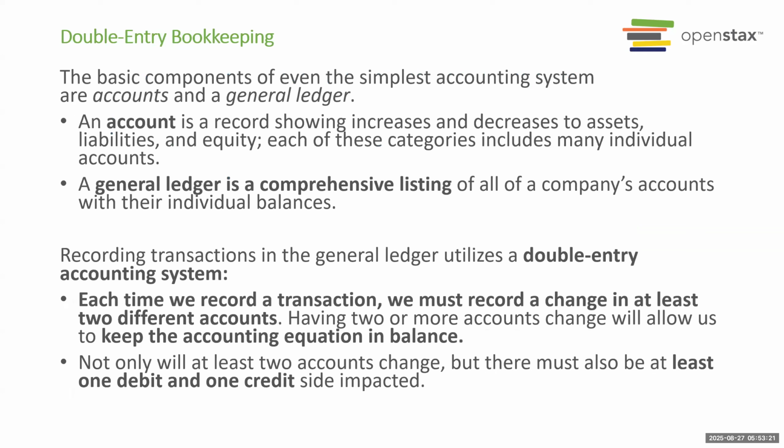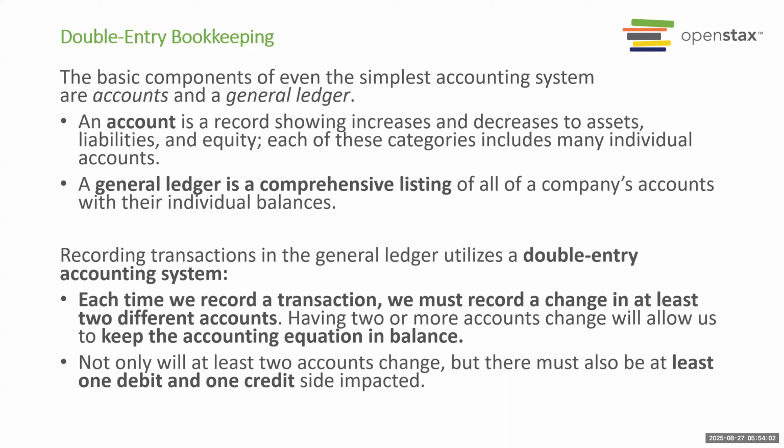Okay, the basic components of even the simplest accounting system are accounts and general ledger. An account is a record showing increases and decreases to assets, liabilities, or equities. A general ledger is a comprehensive listing of all the company's accounts with their individual balances. We record transactions in the general ledger using a double entry accounting system. In other words, for every debit we have to have a credit. This also falls into the fundamental accounting equation to balance.